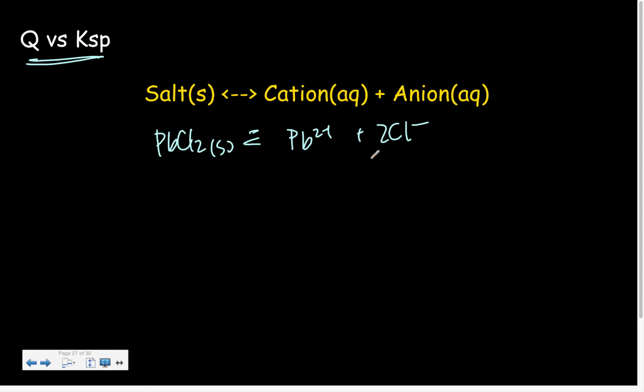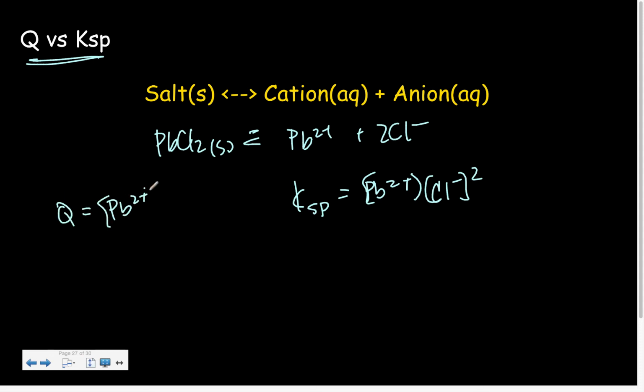So here we have this, right? That means my K is going to say Pb2+ and Cl- squared. My Q is also going to say Pb2+ and Cl- squared, the only difference being these don't have to be equilibrium concentrations. These can be the concentrations at any given point in time, and when I compare that to my K value, I can decide if the reaction is going to move forward or backwards.